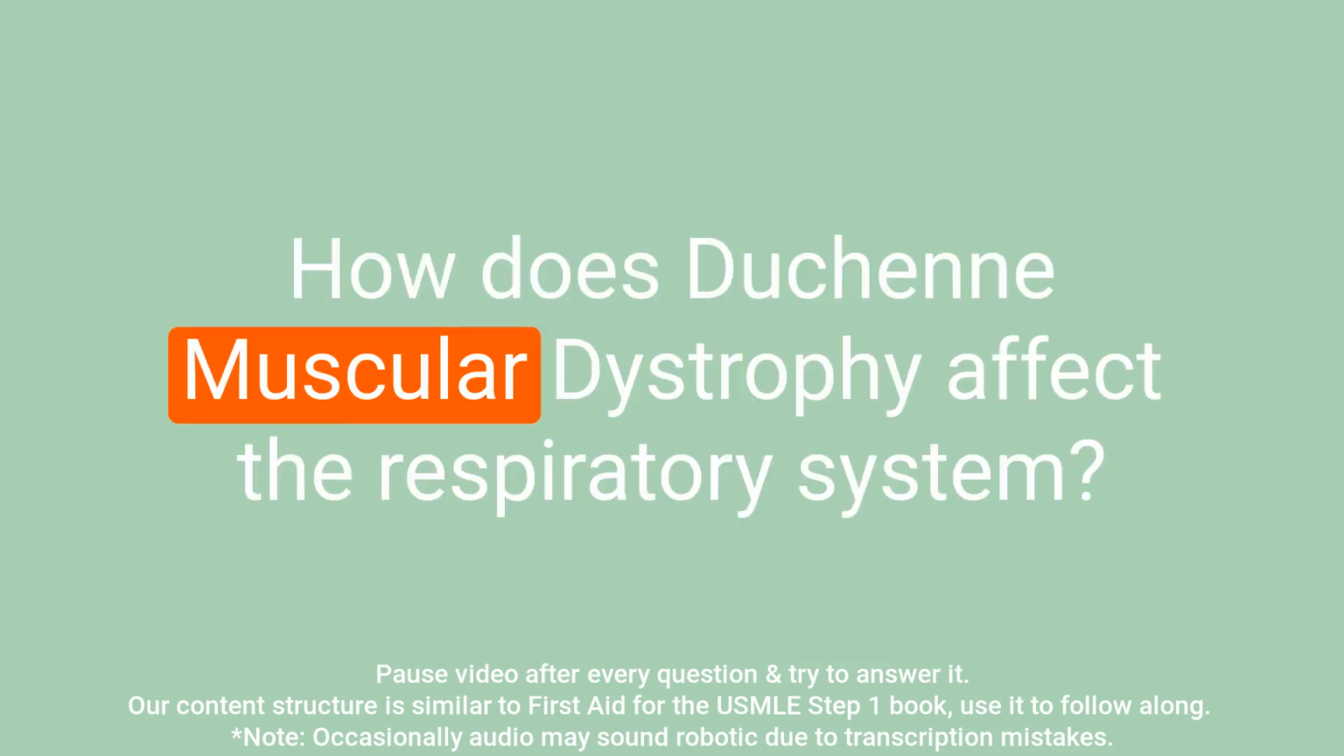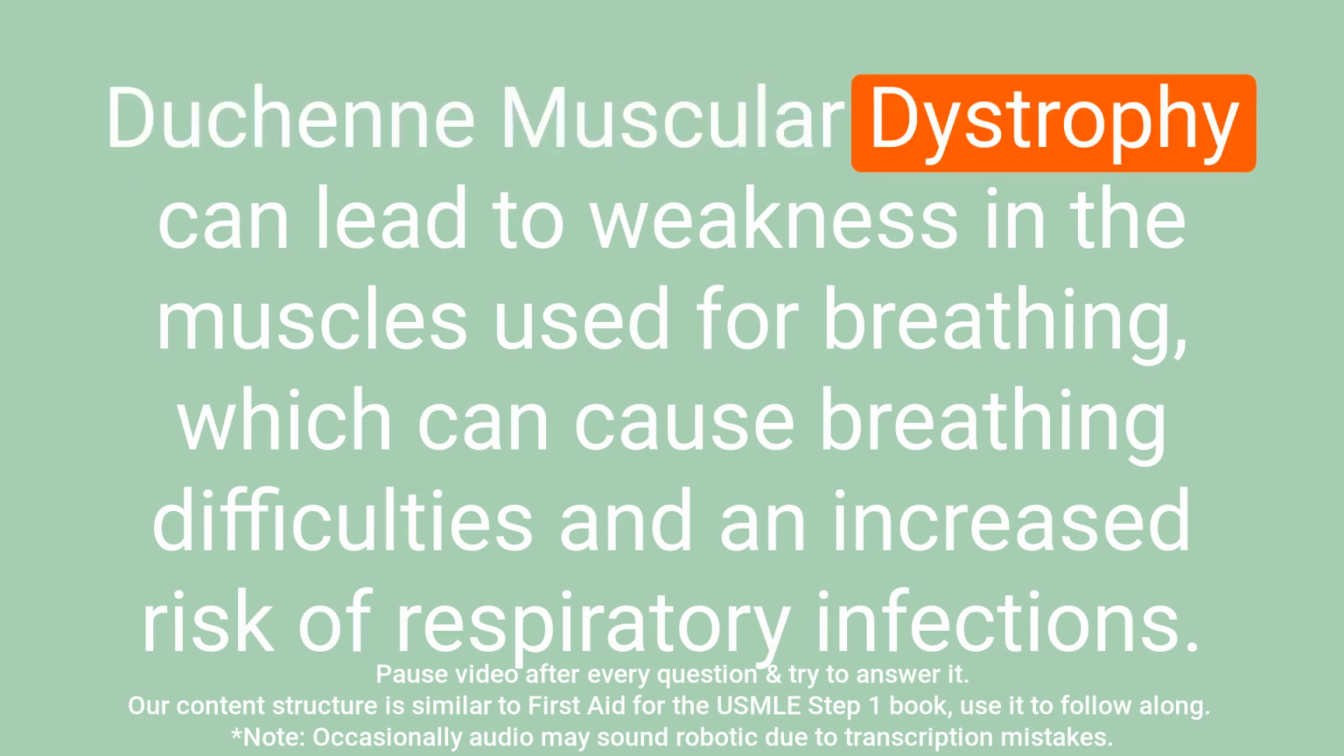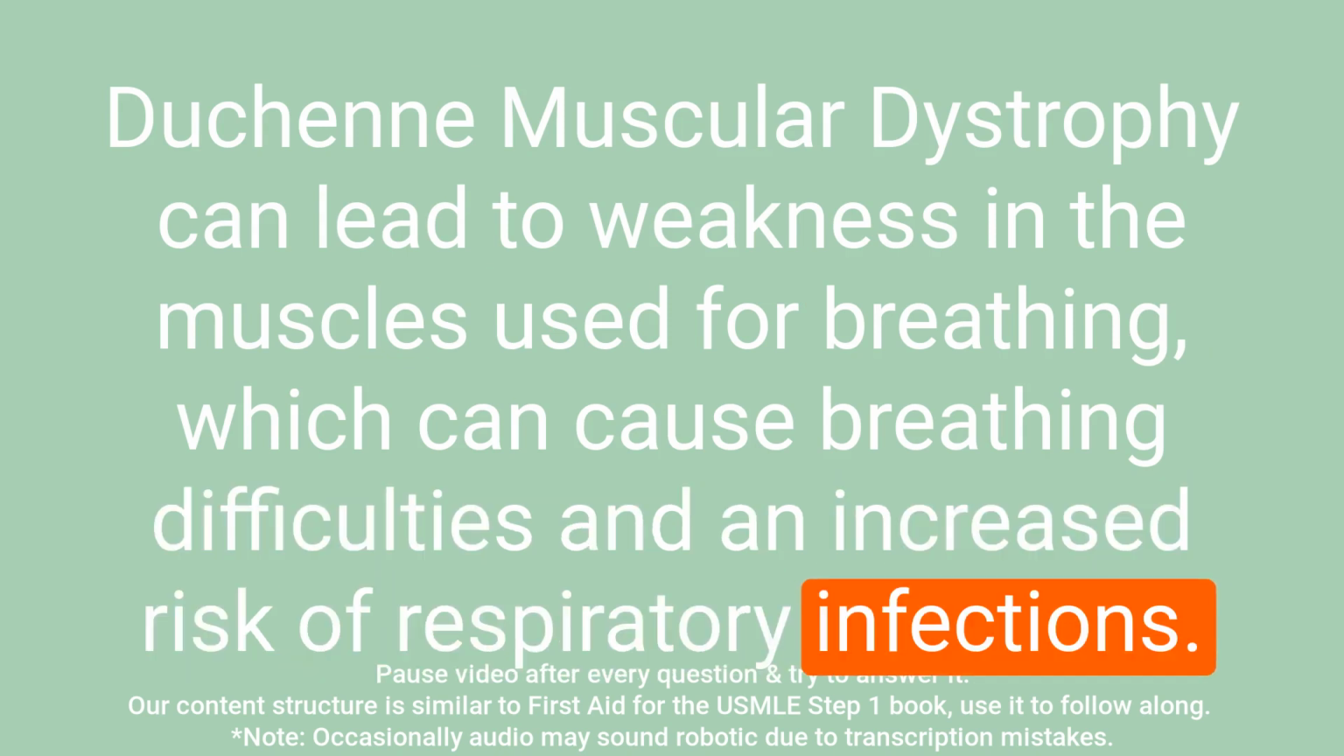Question: How does Duchenne Muscular Dystrophy affect the respiratory system? Answer: Duchenne Muscular Dystrophy can lead to weakness in the muscles used for breathing, which can cause breathing difficulties and an increased risk of respiratory infections.